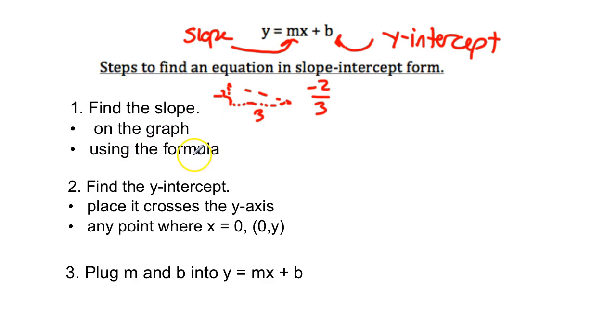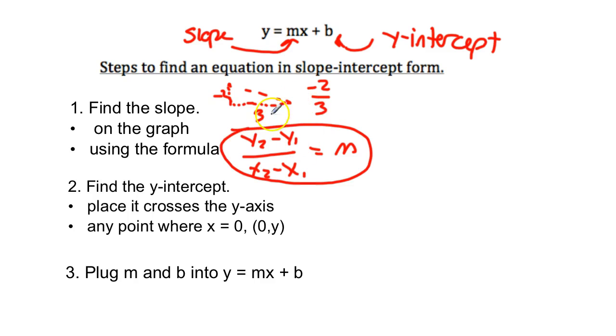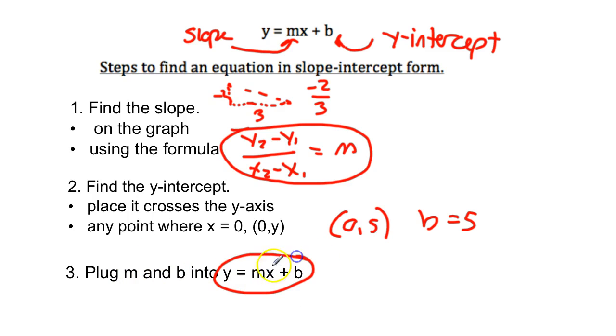If you have two points, you can use the formula: y2 minus y1 divided by x2 minus x1. This is the slope. So you can find it on a graph or if you have points. Next step, you find the y-intercept. If you have a graph, it's where it crosses the y-axis. So you look at the line, where does it cross the y-axis? If you don't have a graph, it's any point where x equals 0, so (0, y). If you have (0, 5), the y-intercept, we call that b, equals 5. Lastly, you just take the m and the b and plug it into the formula.